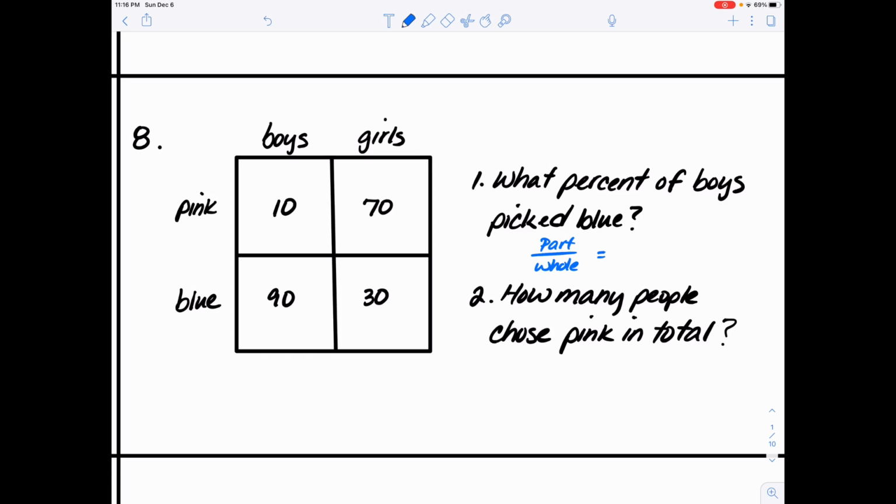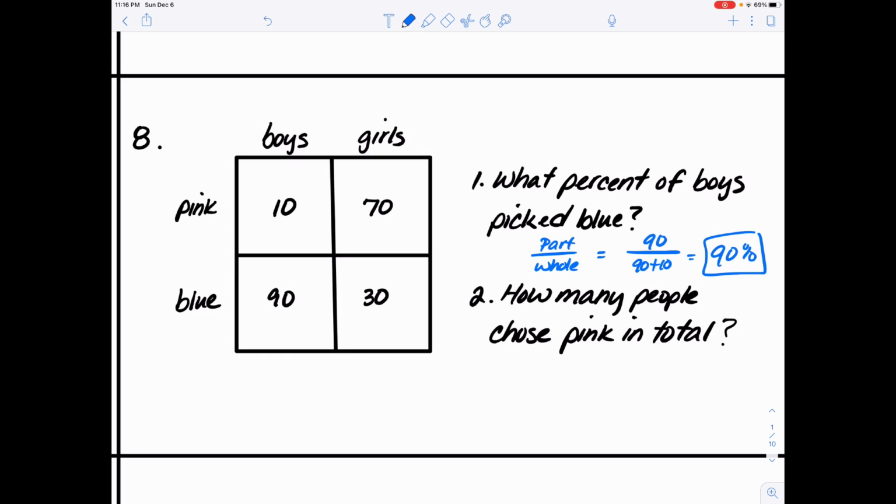In this case, the part we're looking for is the percent of boys that pick blue. So we're looking for boys that pick blue. Okay, so we have 90 that pick blue. And the whole, how many total boys are there? Well, you get that value from doing 90 plus 10, which is 100. So 90 out of 100 gives us a value of 90%. So in this case, 90% of the boys that voted picked blue.